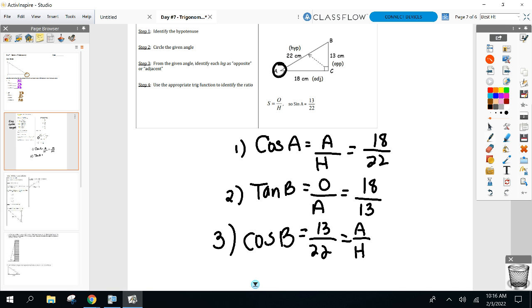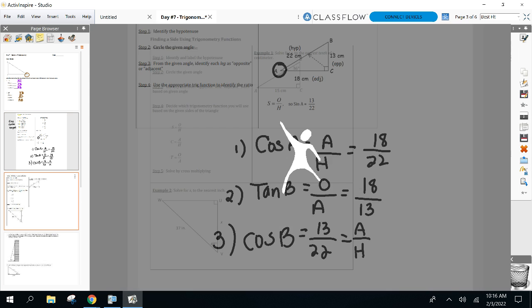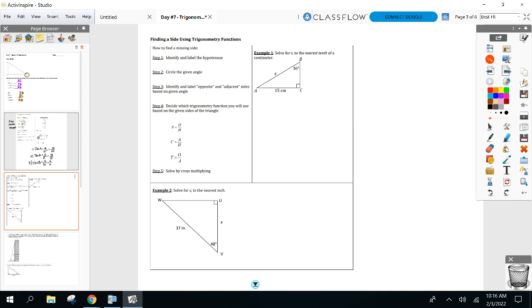Here's how we're going to find missing sides now, using these three. Okay, using these three, this is how we're going to find missing sides. So let's talk about finding a side now. All right, look, just look at example one again. I'm not going to read the steps through with you. We're just going to hop right in.